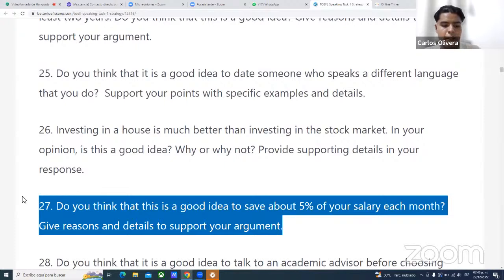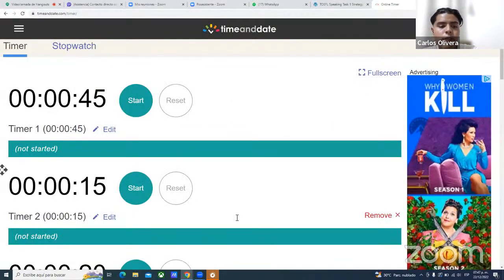Okay, this is interesting. And I think that you can also offer a lot of personal experiences on this. Next question says the following. Do you think that it is a good idea to save about 5% of your salary each month? Give reasons and details to support your argument. Okay. Now, please, all of you, dear students, start preparing your responses now.